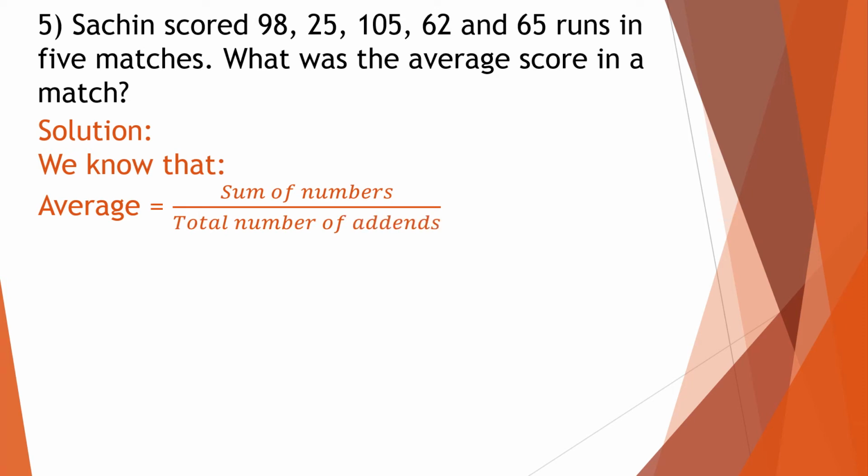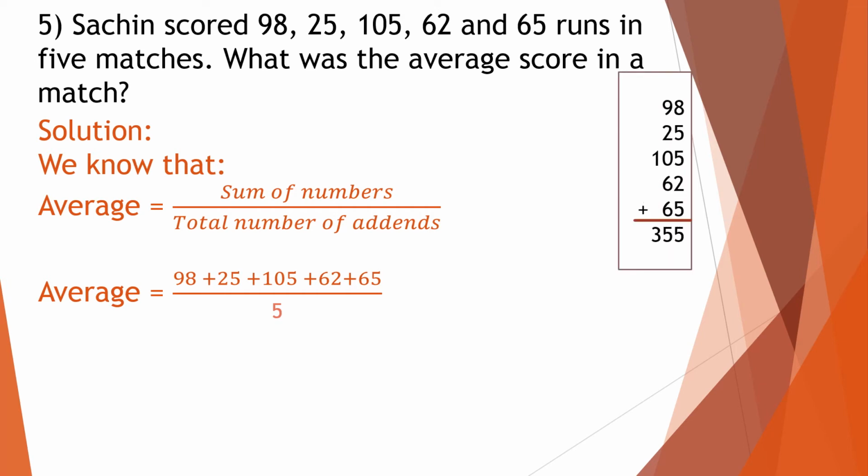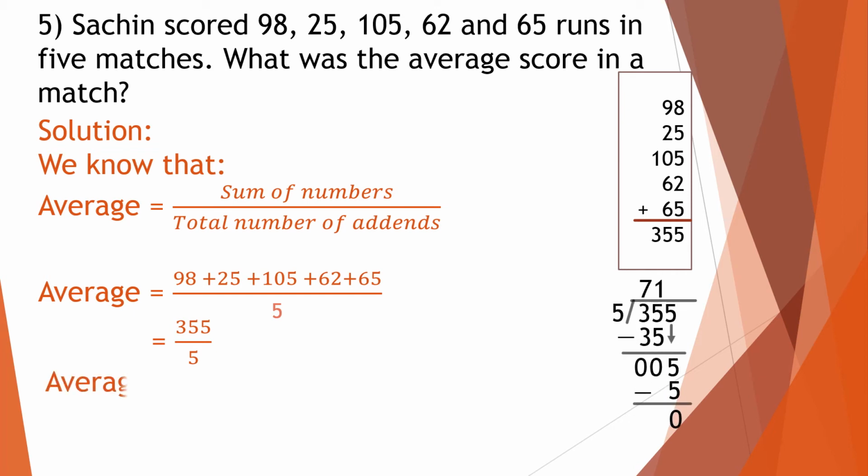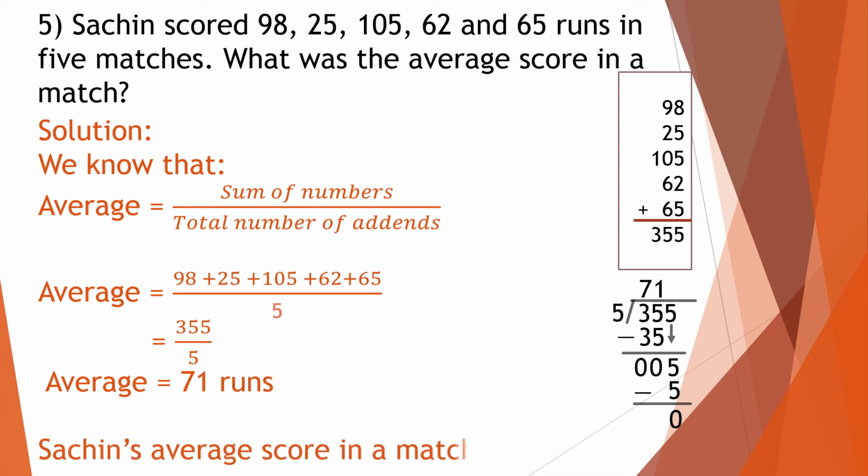First, write the sum of runs scored by Sachin in 5 matches, which is 98 plus 25 plus 105 plus 62 plus 65, and divide by the total number of matches, which is 5. Now find the sum, which is 355, and divide by 5. If we divide 355 by 5, we get 71 runs. So Sachin's average score in a match is 71 runs.